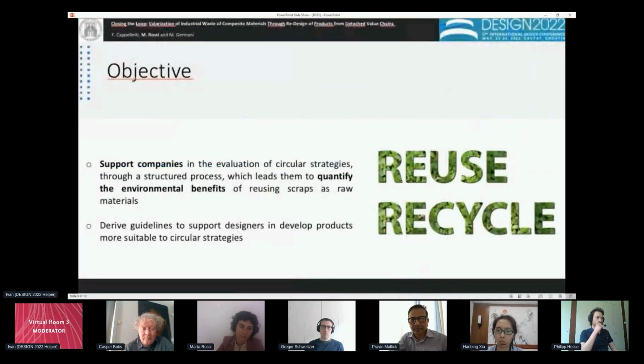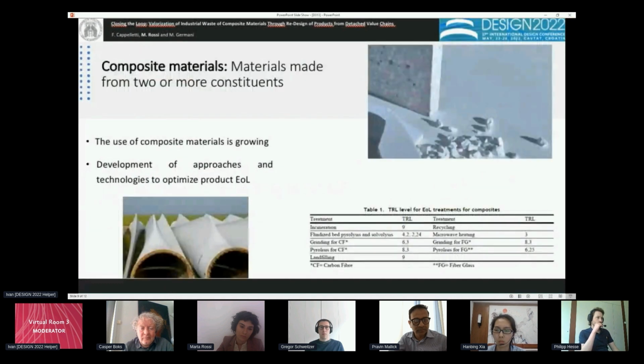The object of the proposed method is to support companies and designers in the evaluation of circular strategies through a structured process which leads them to quantify the environmental benefits of reusing scraps as raw material. The use of composite materials is growing, and a big challenge for this industrial expansion is the development of approaches and technologies to optimize the waste generated from manufacturing operations and end of life of products.